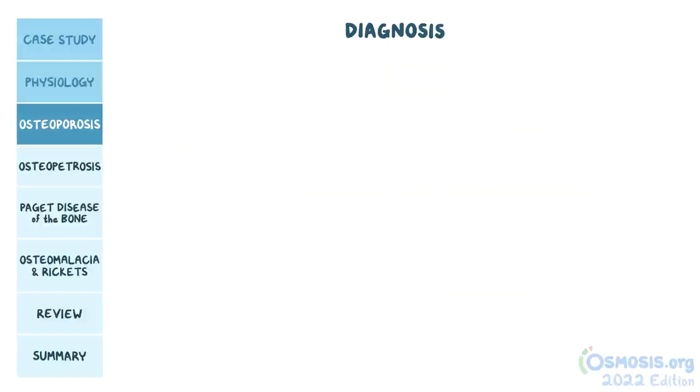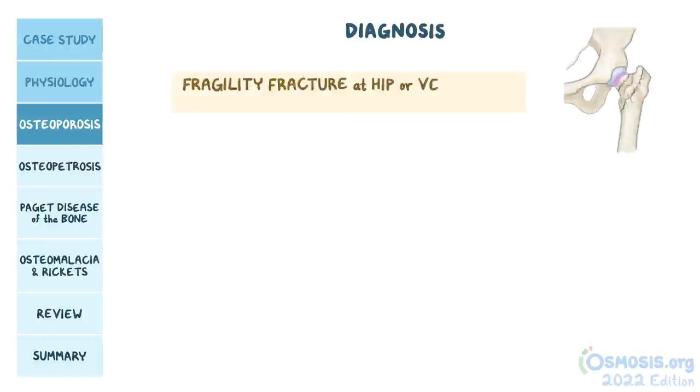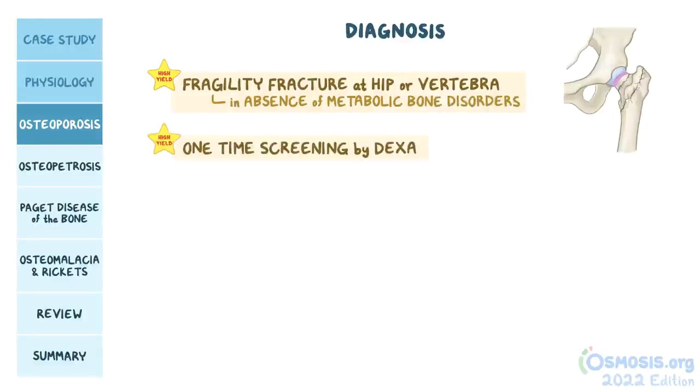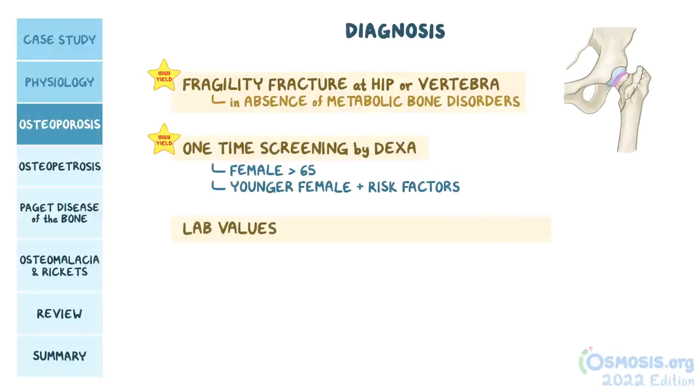Moving on, diagnosis can also be established by a fragility fracture at the hip or vertebra in the absence of other metabolic bone disorders. One-time screening by DEXA scan is recommended in all females 65 years old and above, and in younger females with risk factors. And a high-yield fact to remember: lab values like calcium and phosphate are typically normal in osteoporosis.